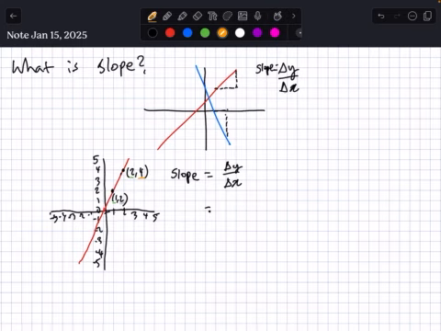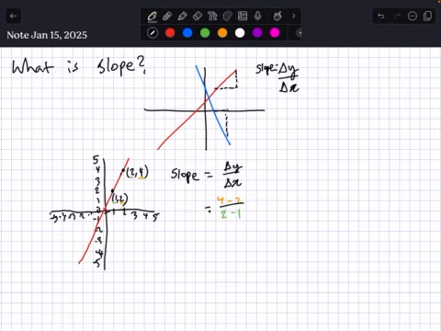You make sure that the number you put first in each difference is from the same point. So if we want to do 4 minus 2 for this numerator here, when we calculate delta x, we need to also do 2 minus 1. We have to use this point first as well before we subtract from 1.